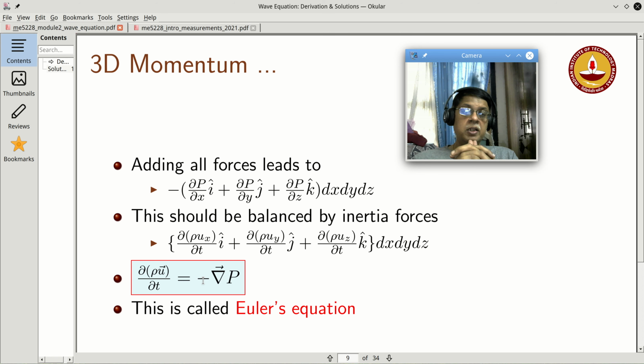So this, the blue box, represents the momentum conservation equation. Remember we had ∂ρ/∂t plus divergence of ρu equal to 0. That's a scalar equation, even though there is a vector operation there: you are taking a divergence, which is a dot product.